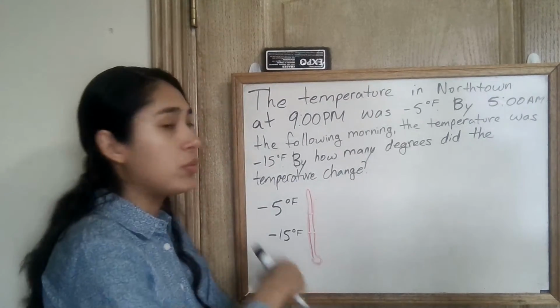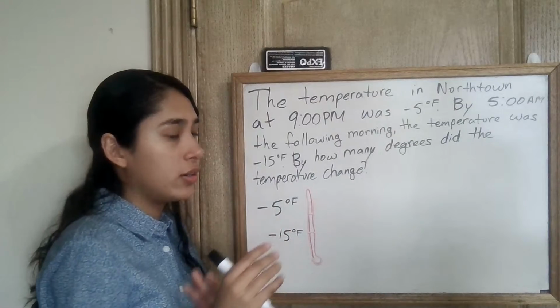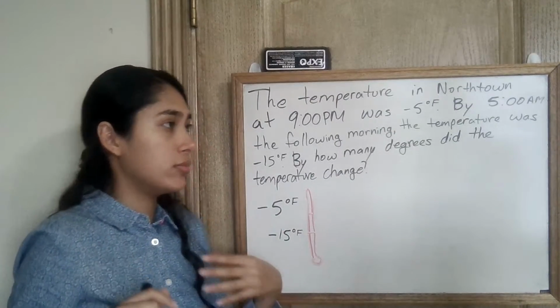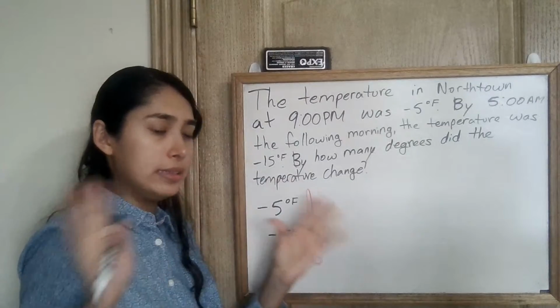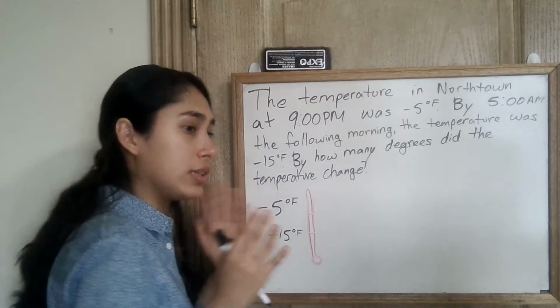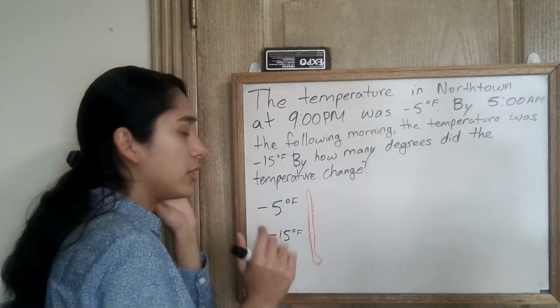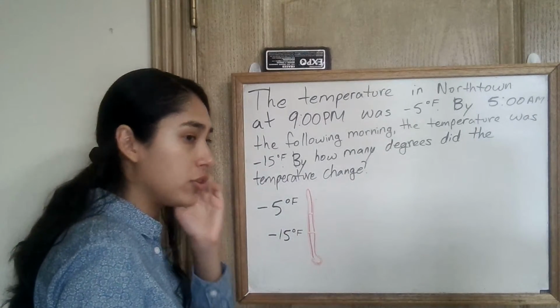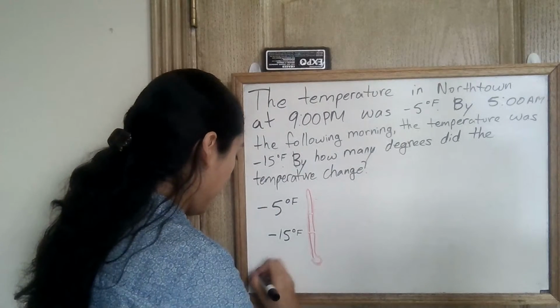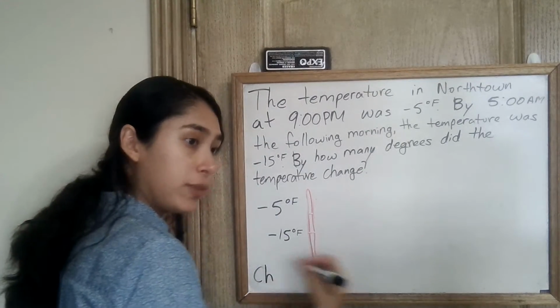So we want to know what was the change. We don't care at that point. We just want to know what was the change. Colder, hotter, doesn't matter. What was the absolute value? The way that we're going to set this up is, intuitively, we can do the mental math and know, okay, it changed by 10 degrees. But how do we set this up as an equation?